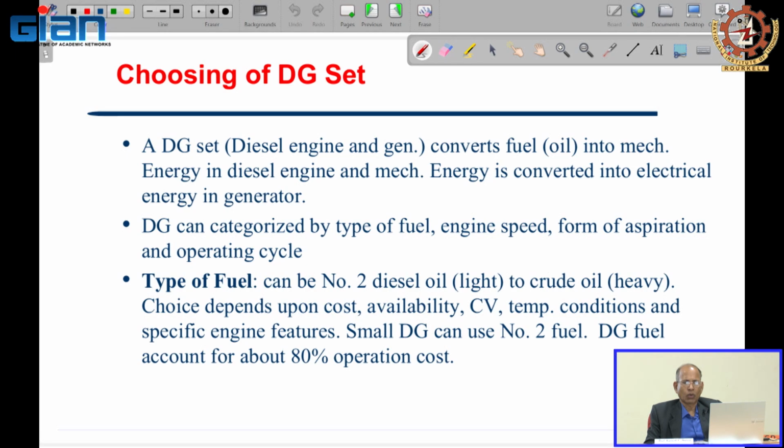So, choice of the fuel will depend upon the cost, availability of the fuel, CV stands for its calorific value, temperature conditions, specific engine features. Small diesel generators can use number 2 fuel. Diesel fuel accounts for 80% of the operation cost. Whatever you have in this operation cost, the fuel cost is significant, around 80%.